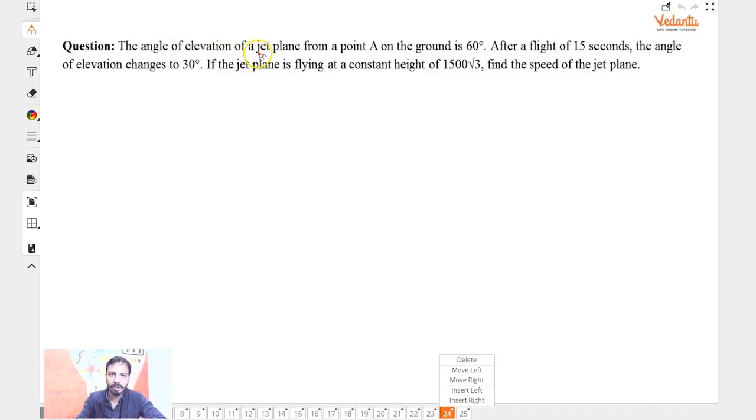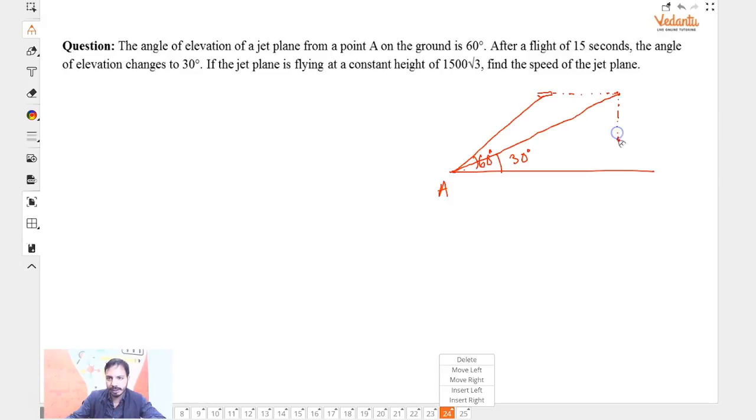The angle of elevation of a jet plane from a point A. So there is a point A. From this, the angle of elevation is 60 degree. Okay, let us say this is the ground. And after 15 seconds of flight, so this is my jet plane, it is flying. Suppose it flies to this point, and then the angle of elevation is 30 degree. Okay, so now they are saying the jet is flying at a constant speed, right? And this height is 1500 root 3.